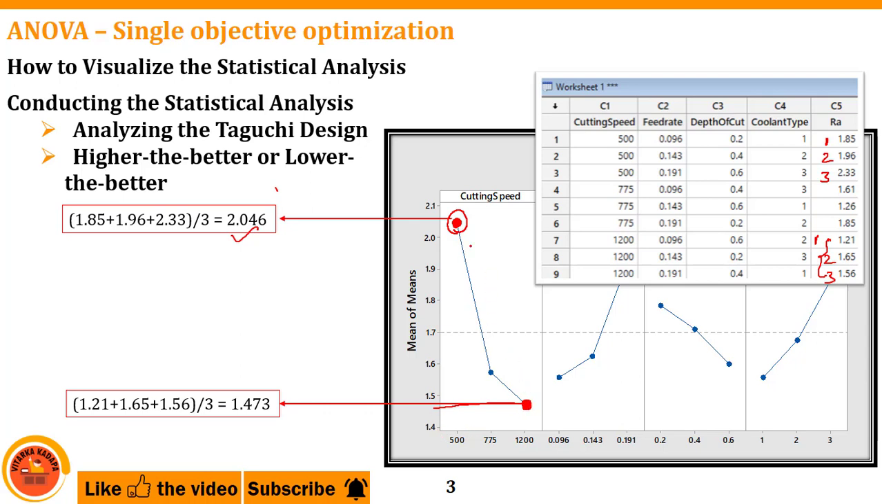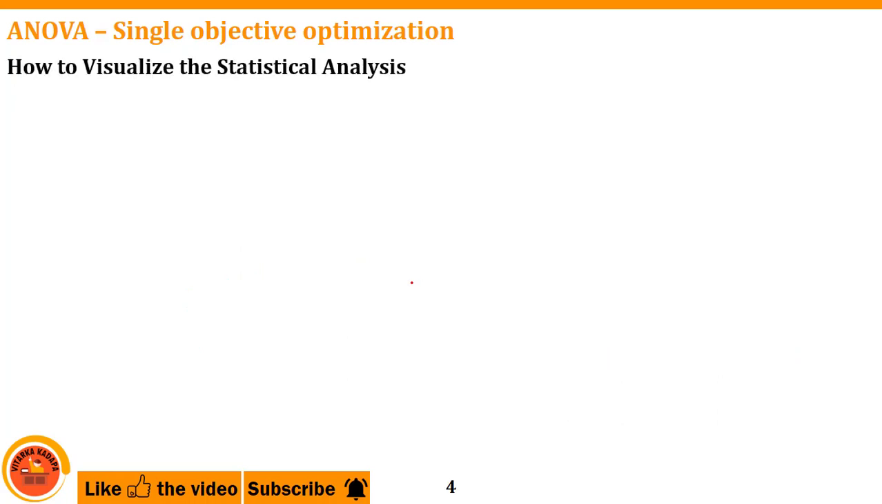So based upon this, all our values will lie in between this range only: 1.473 less than or equal to mean less than or equal to 2.046. This is the way we are estimating the mean. In most cases, the mean should be as low as possible, though that depends on the parameter. In our case, for surface roughness and flank wear, we consider as low as possible. I hope you got this point. Next, what are the mean effects plots and how have we drawn them?